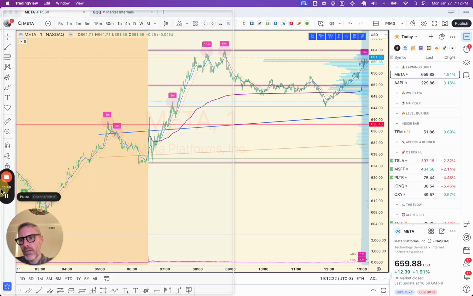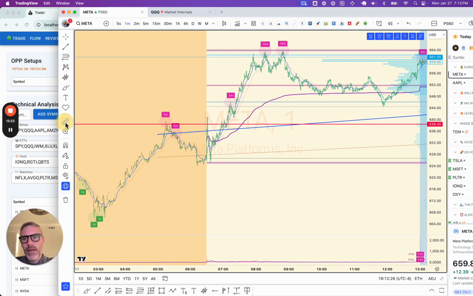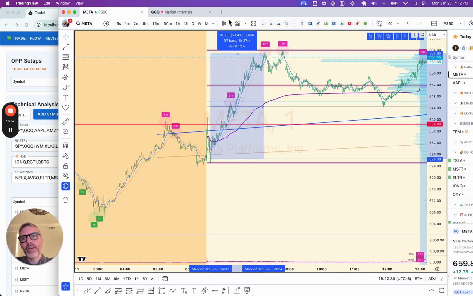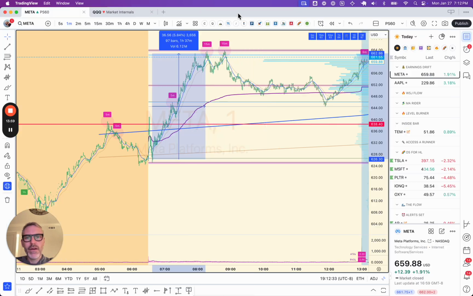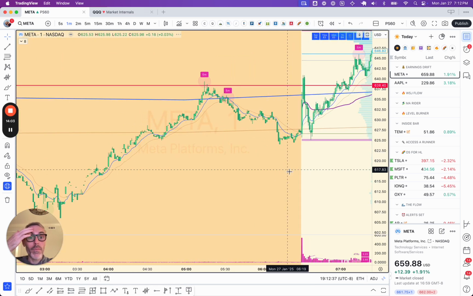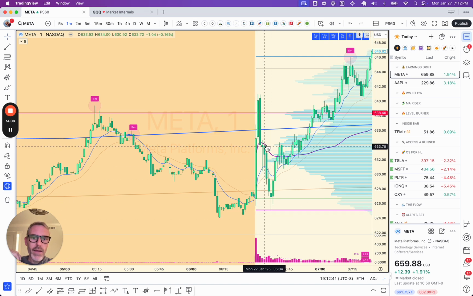Where's my measuring tool here? That is a bummer. Let's see. If I had bought it somewhere in there and up to here, that's like almost 6%. Excellent move that I could have captured. So I'm really disappointed. This is one of those times where it's basically a trade off the low of day holding. Like it came down.